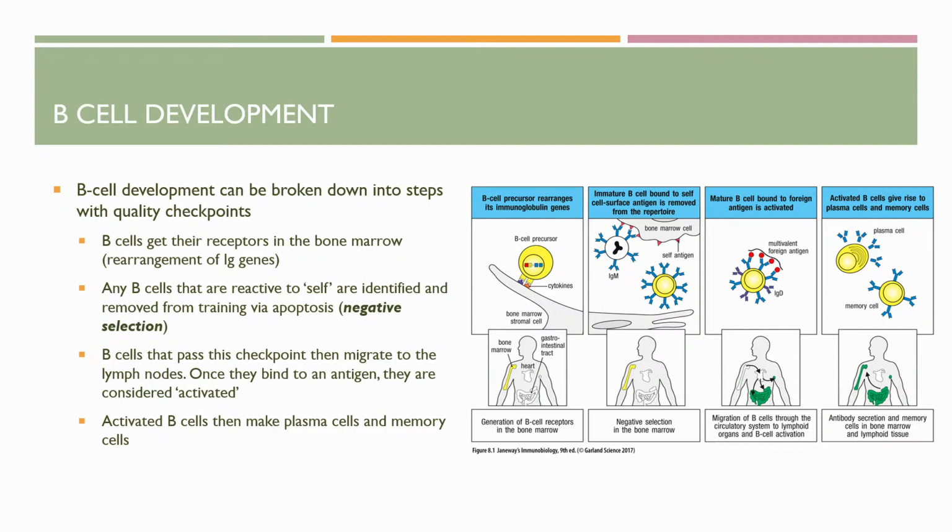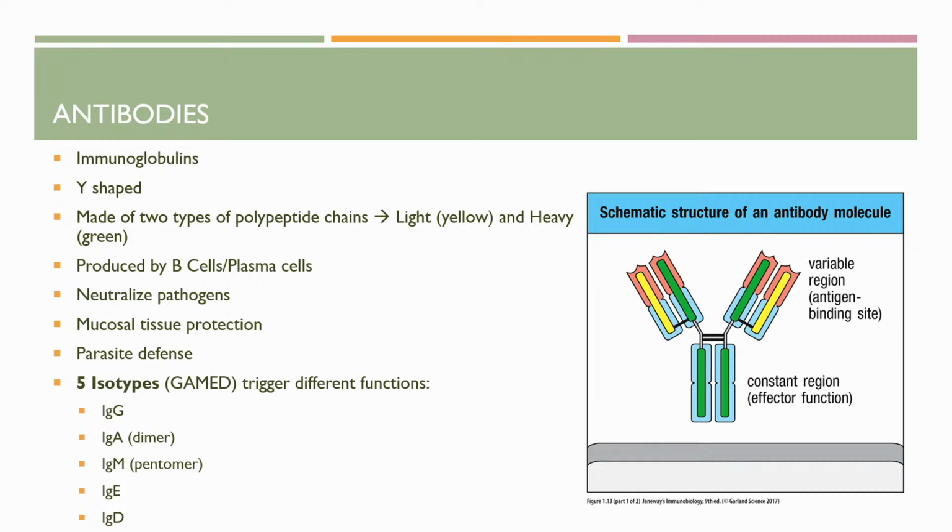Okay, so I'm telling you here that the B cells get their receptors in the bone marrow, and they are rearranging genes to end up having this immunoglobulin. In immunology, antibodies are classified into several types of immunoglobulins, and we call those isotypes, and that's why you see these 5 isotypes. The antibodies are immunoglobulins, and they are Y-shaped. This is what is produced by the B cell.